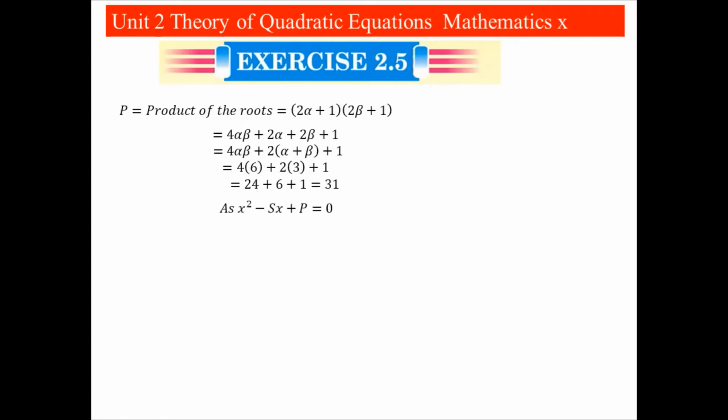As the required quadratic equation is x square minus sx plus p is equal to 0, by putting the values of s and p, we get x square minus 8x plus 31 is equal to 0. So this is the required quadratic equation whose roots are 2 alpha plus 1 and 2 beta plus 1.